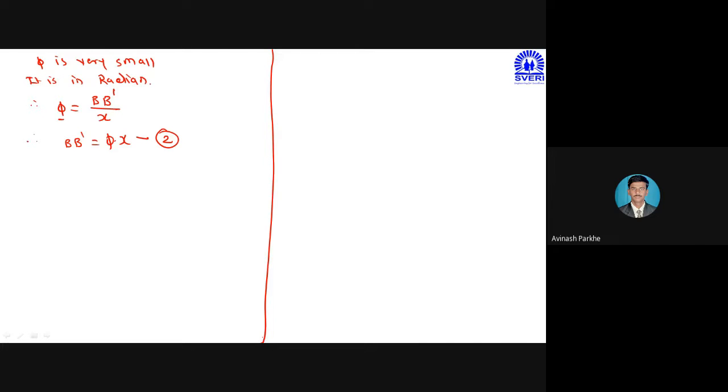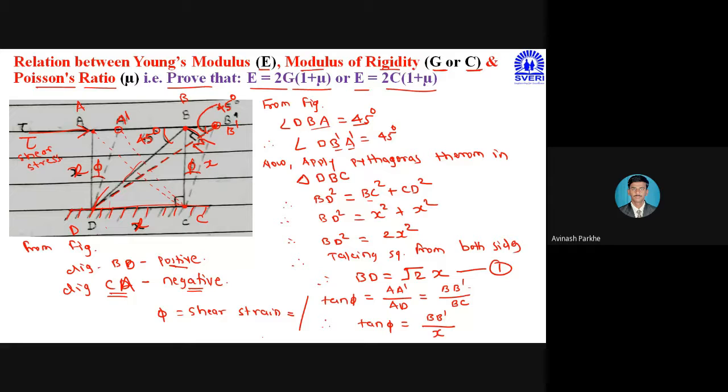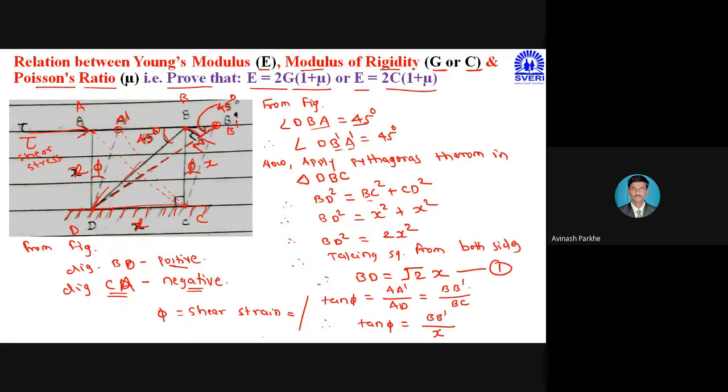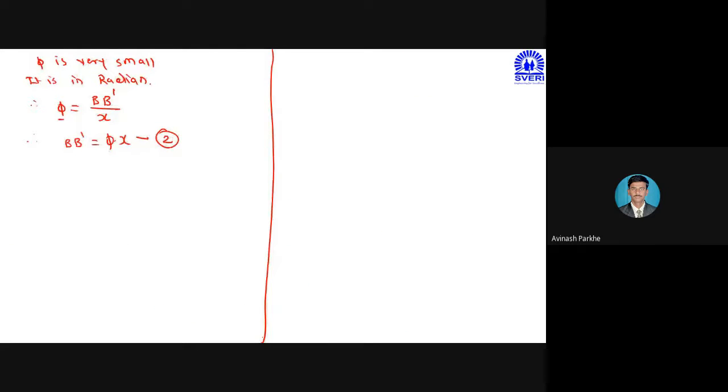So this is equation number 2 I have written. Now, in equation number 1 we have calculated the value of diagonal BD, root 2 into X. Then by applying the tan rule, or by using the definition of shear strain, to calculate phi, your shear strain is equal to B dash upon X, and by rearranging the terms, I have calculated B dash equal to phi into X.